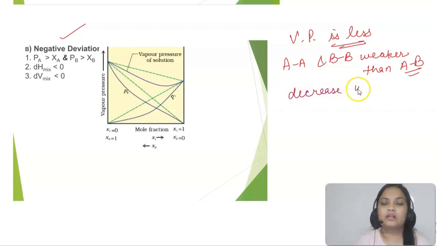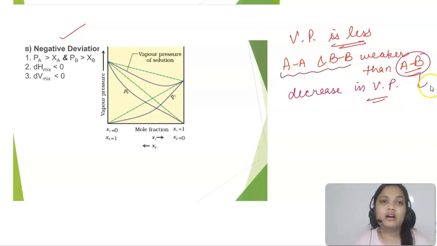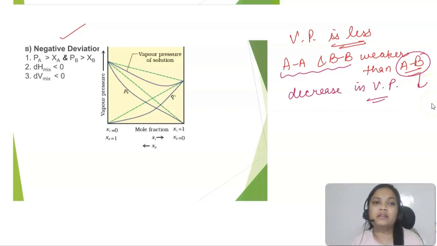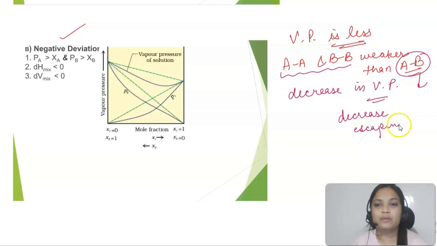Okay, a decrease in vapor pressure, because of the obvious reason: when AB interactions are stronger, when we are mixing those two components and the resulting mixture has stronger interactions, it would be difficult for the vapors to escape, no? So it will actually decrease the escaping tendency of the vapors.